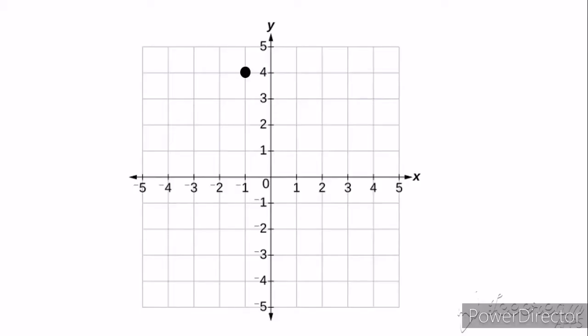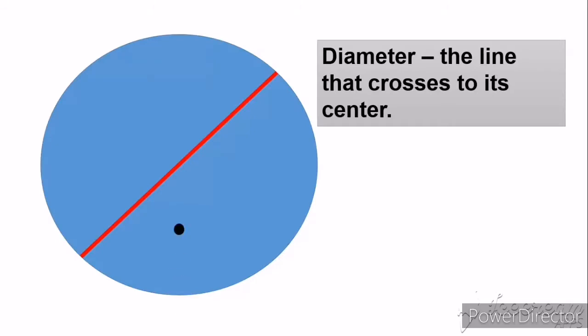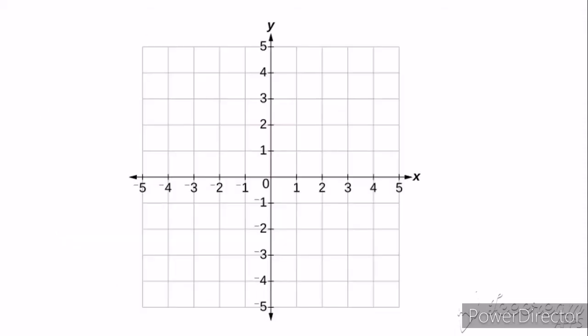In this graph, we have here point A with coordinates -1 and 4 and point B with coordinates 4 and 2. After plotting the points, if we connect them, we will have a line AB. How will this help us form the standard equation? Let us recall that in a circle, any line that crosses its center are all equal. We usually call it the diameter.